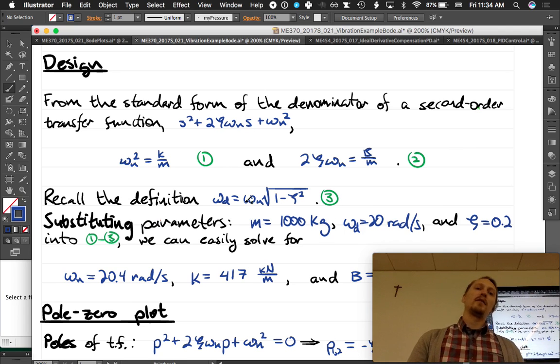So we have 3 equations here, and M is known, omega d is known, zeta is known. How many other parameters do we have? We have K, we have B, which we are trying to solve for. What's the other unknown in here? Omega n. We don't know omega n either.